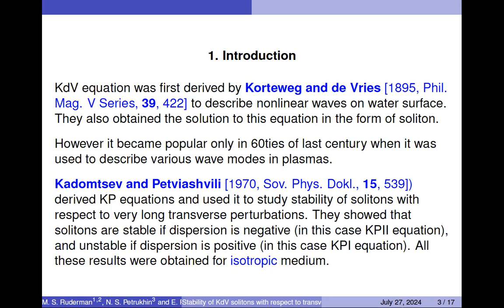Kadomtsev and Petviashvili decided to study the stability of solitons with respect to transverse perturbations. To do this, they derived the famous Kadomtsev-Petviashvili equation. They showed that solitons are stable if dispersion is negative, in which case the equation is called the KP2 equation, and they are unstable if dispersion is positive, in which case it is the KP1 equation. I have to emphasize that all these results were obtained for isotropic medium.